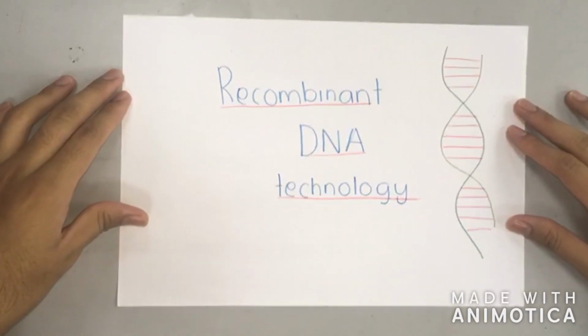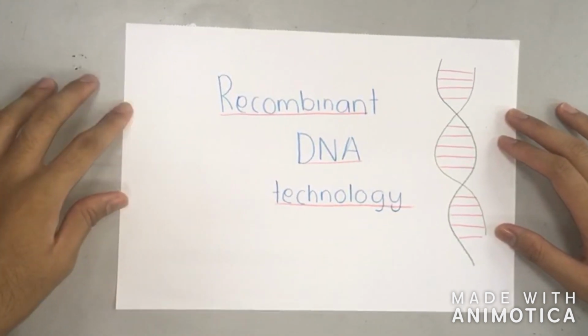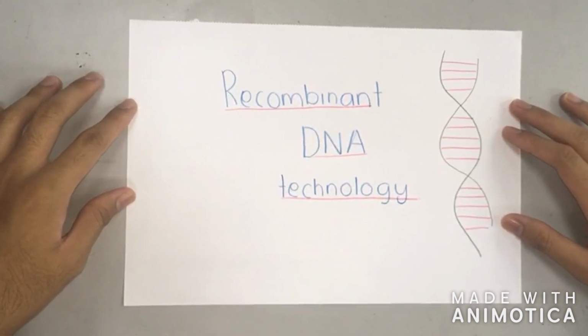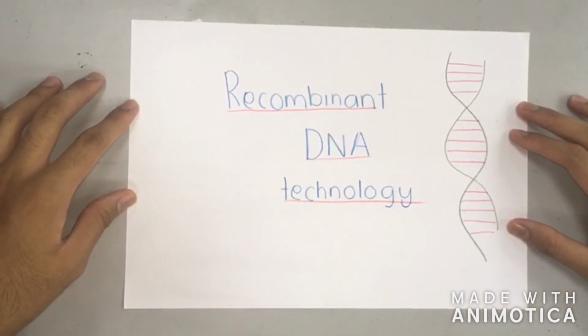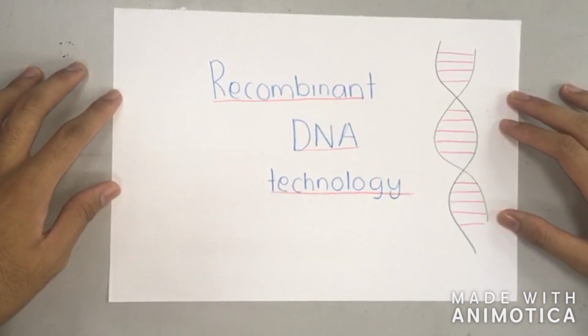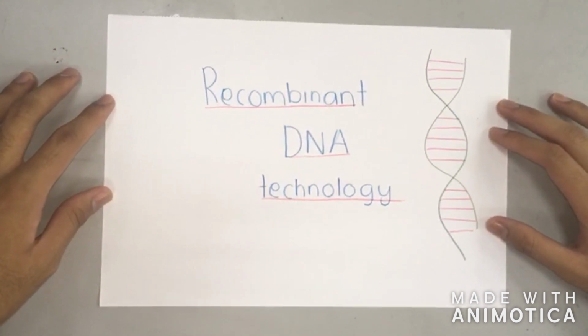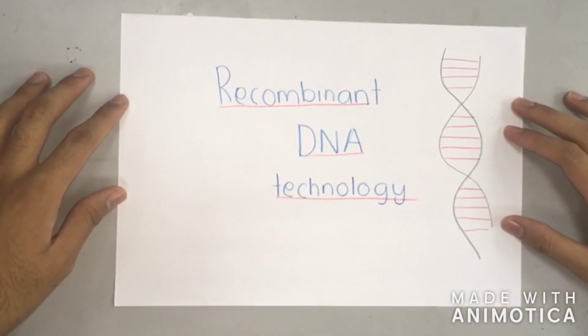So today we'll talk about recombinant DNA technology. Firstly, the definition of recombinant DNA technology is a method in which a DNA molecule is made in vitro with segments from different sources or by combining genes from different organisms.